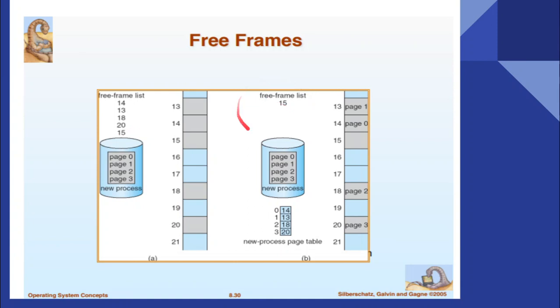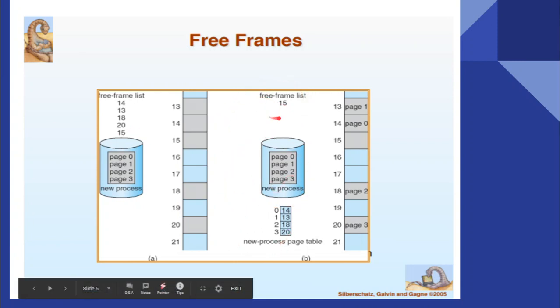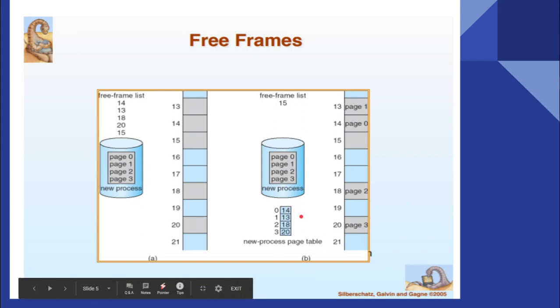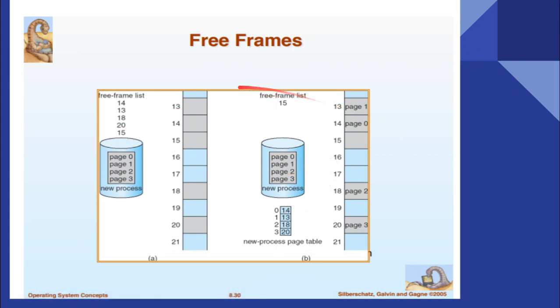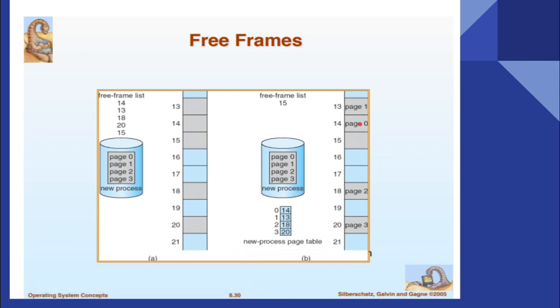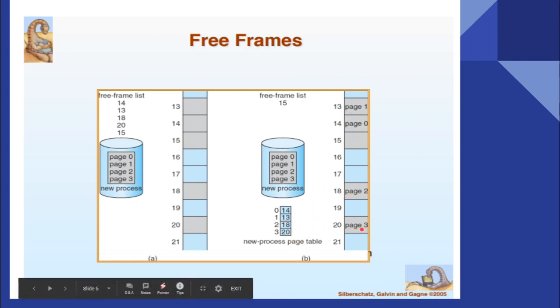So now in the next scenario, when the new process table comes, the free frame is only 15, and now the new process has come. In the new process, this is the page table, so 0 should be stored in the 14th frame. So after this allocation takes place from the free frames for the new process arrival, naturally the page table changes. How does it change? 0 is holding 14, and 1 is held in the 13th position, and 2 is held in the 18th position, and 20 is held by page 3.